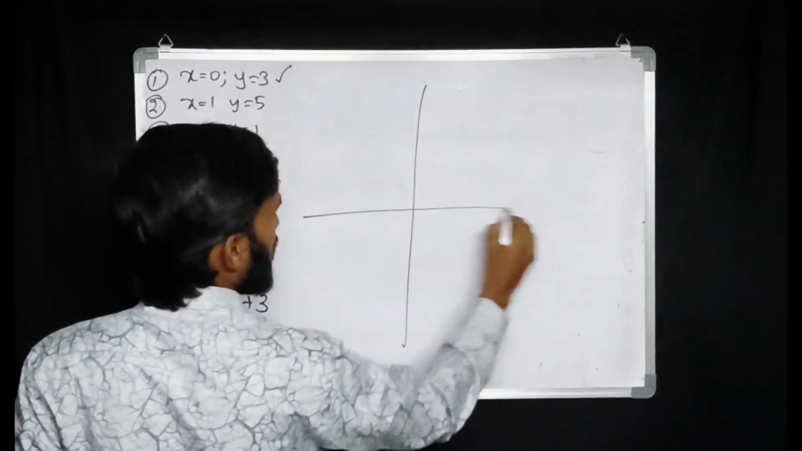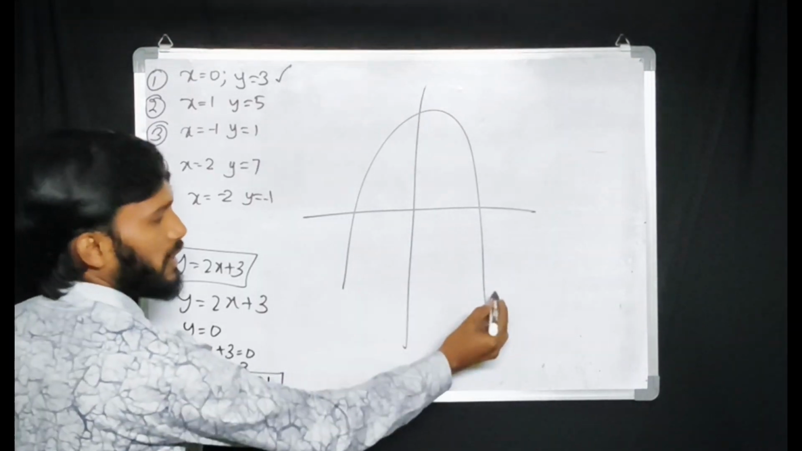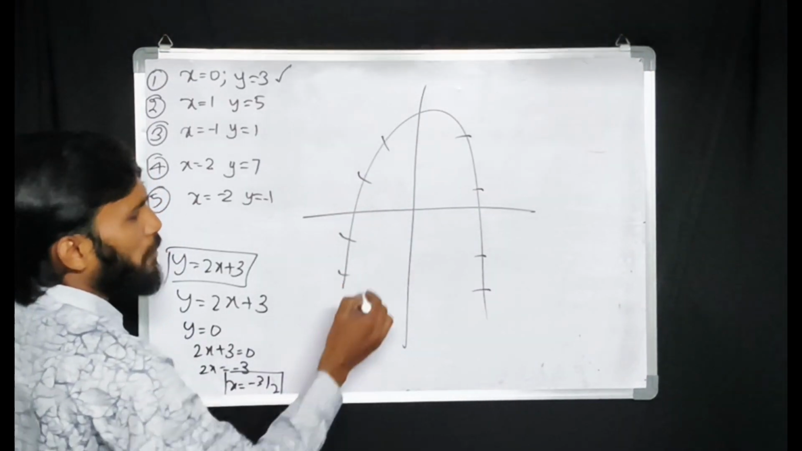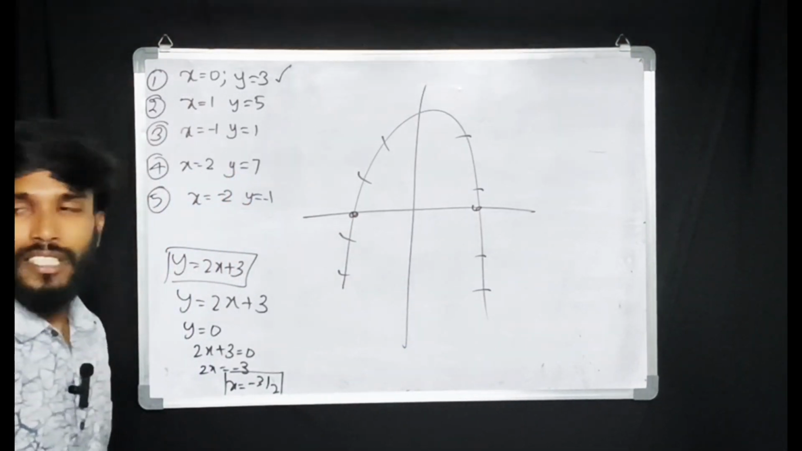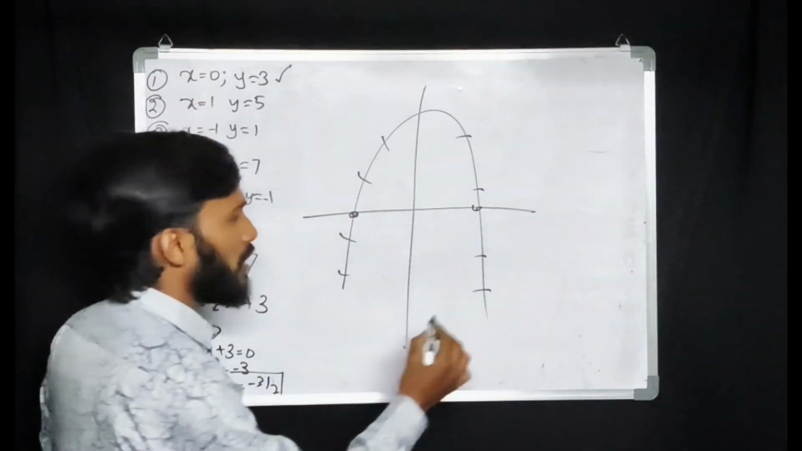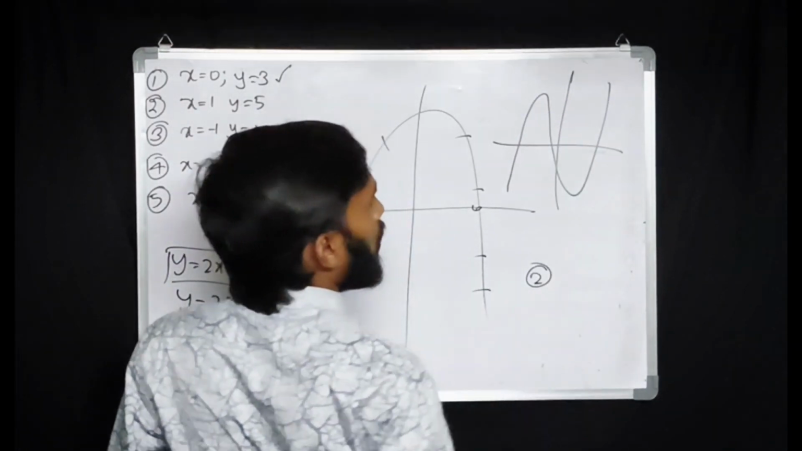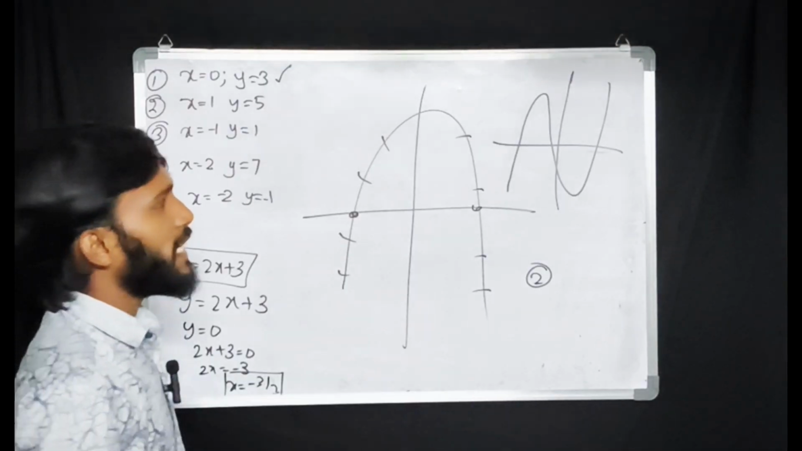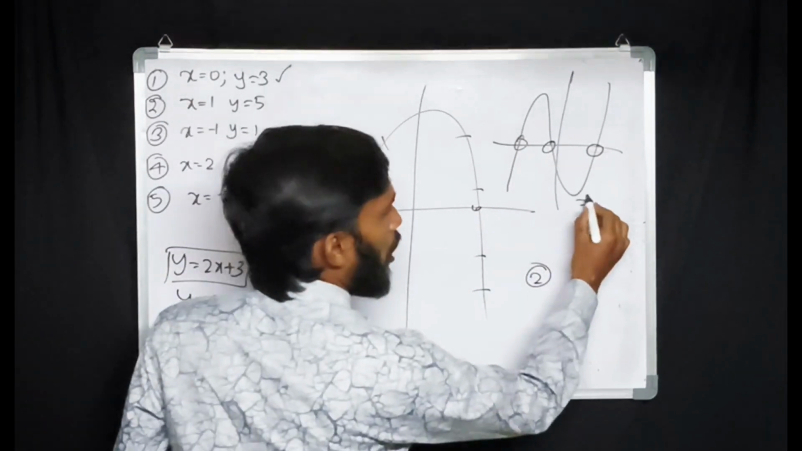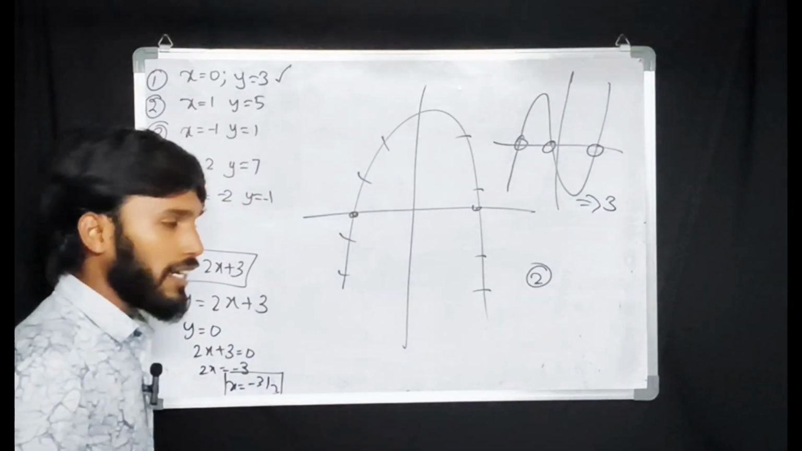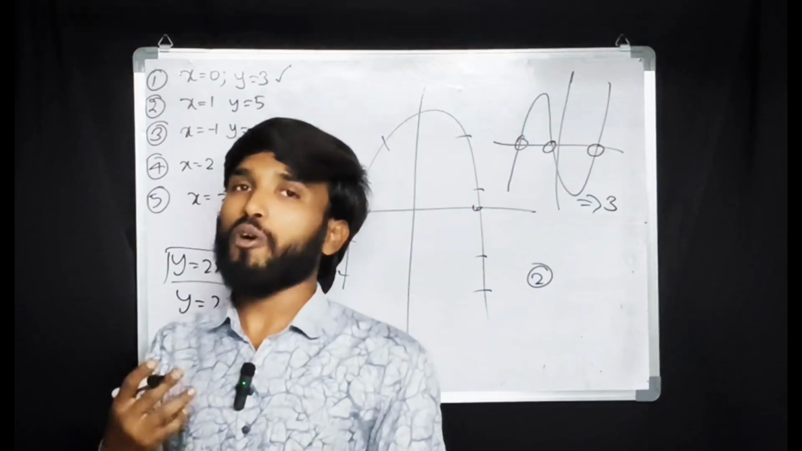If you see any graph, for example this one, how many times is the polynomial intersecting the x-axis? Here one time, here two times. That means it has only two zeros. See another graph. How many times is it intersecting the x-axis? Here one, two, three. That means it has three zeros.